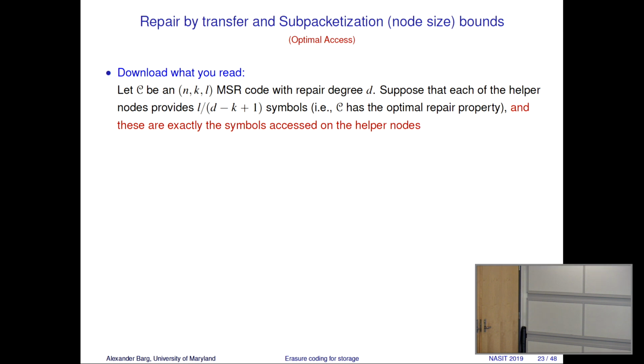Take an (n,k,l) MSR code with that repair degree. Each of the helper nodes provides that many symbols that would fit the cut-set bound. C has the optimal repair property. And the symbols provided from the helper nodes are exactly the symbols accessed on those helper nodes. That is optimal access, or repair by transfer. That's an additional constraint, so bounds should be tighter. And that is indeed the case.